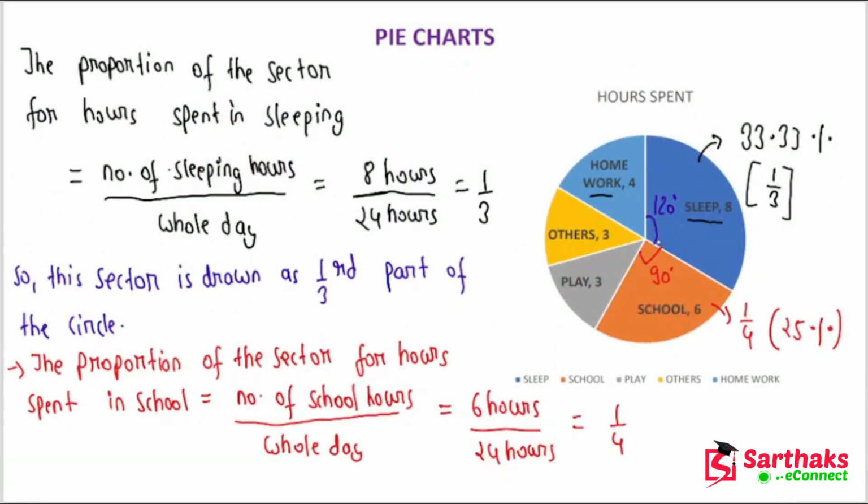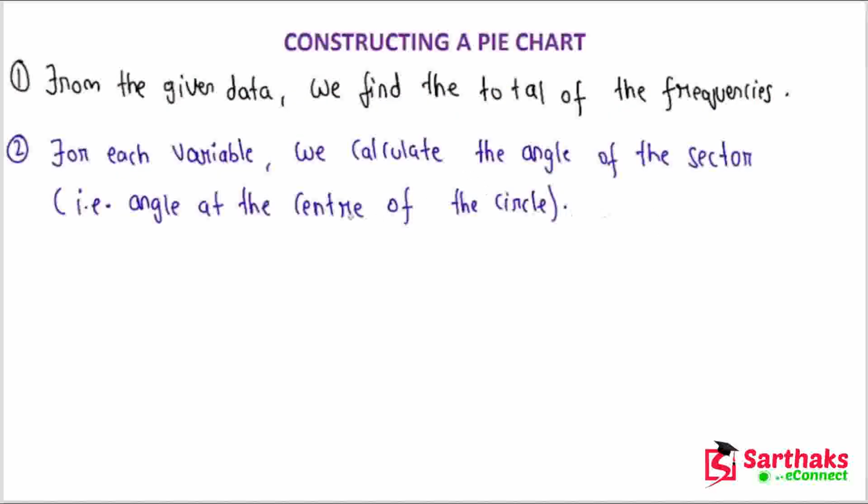Okay, this is the sector angle, that is the angle subtended by this arc at the center. Obviously these two lines are radius and this is the arc curvature. So this is the central angle we are talking about. We will calculate it for each variable. So for each variable we will calculate the angle of the sector, that is this angle at the center of the circle. Now how do we do this?